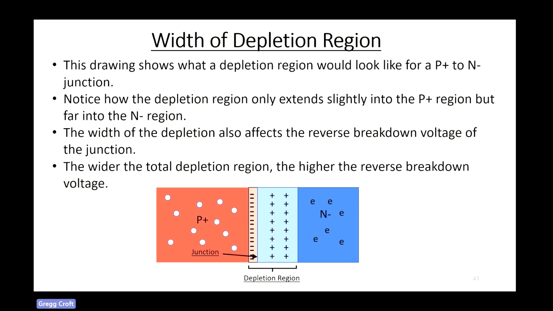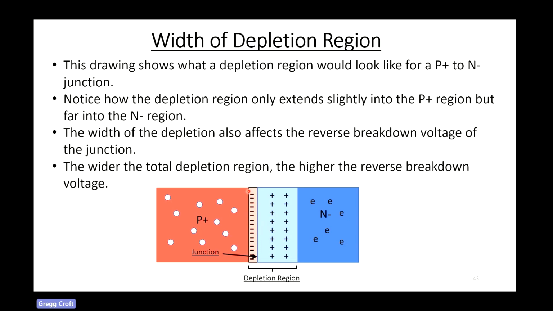In this drawing, I show what a depletion region would look like if we put a high doped P plus region together with a low doped N minus region. Notice how the depletion region only moves a little bit into the P plus, but it goes pretty deep into the N minus region. The amount of charge on both sides is equal. You just don't need to go as deep in the P plus because you have a lot more doping per volume in a high doped region.